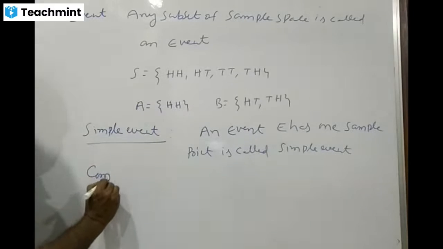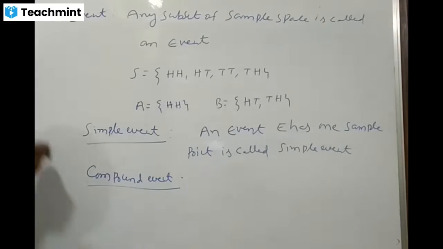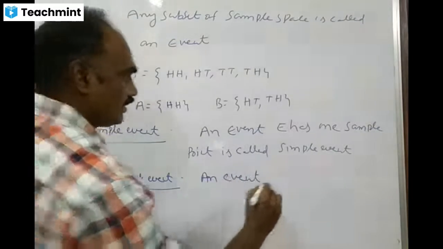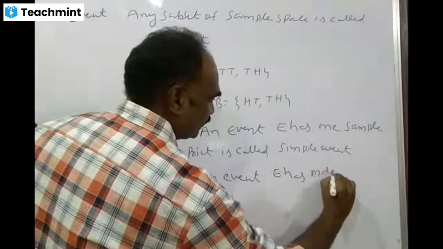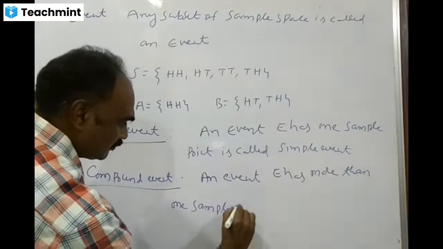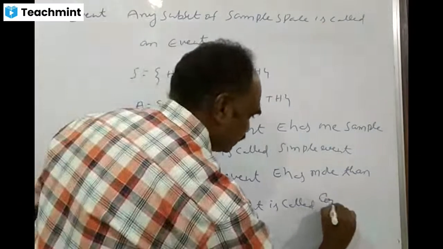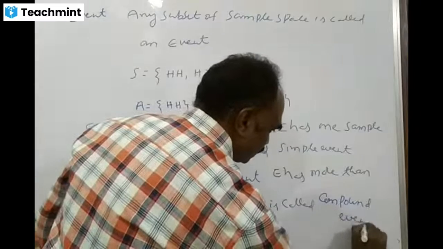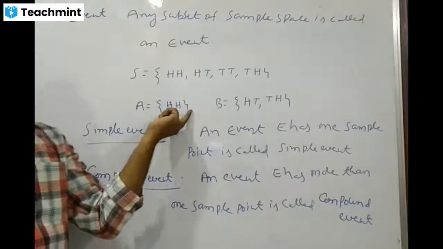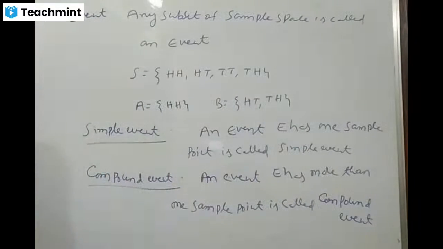Next, compound event. An event E that has more than one sample point is called a compound event. Friends, an event E that has one sample point is called a simple event. This is a simple event. This is a compound event. So an event E that has more than one sample point is called a compound event.